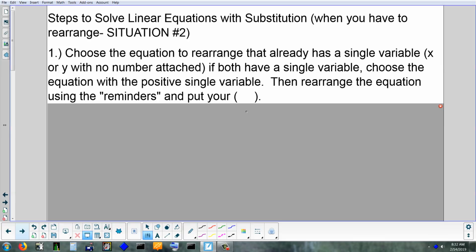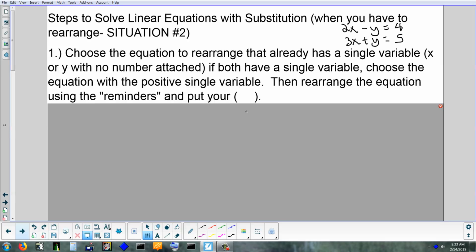Then rearrange the equation using the reminders. So like the stuff we just talked about in the two things we did before that, we had to get x on the same side with a single y, or y on the same side with a single x. All right? Like what I'm talking about here, if they both have a single variable, like 2x minus y equals 4, 3x plus y equals 5.